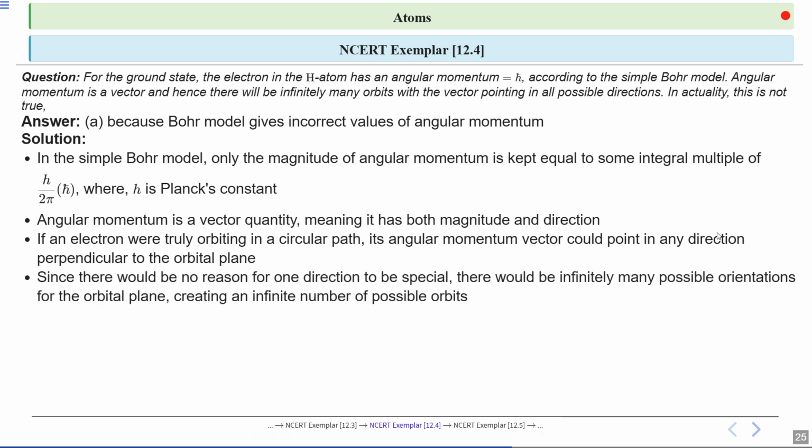So if the Bohr model were correct, there would be an infinite number of possible orientations for the electron's orbit, each with the same magnitude of angular momentum but a different direction. This would mean infinitely many possible orbits for the electron in the ground state, which doesn't match what we actually observe in quantum mechanics.